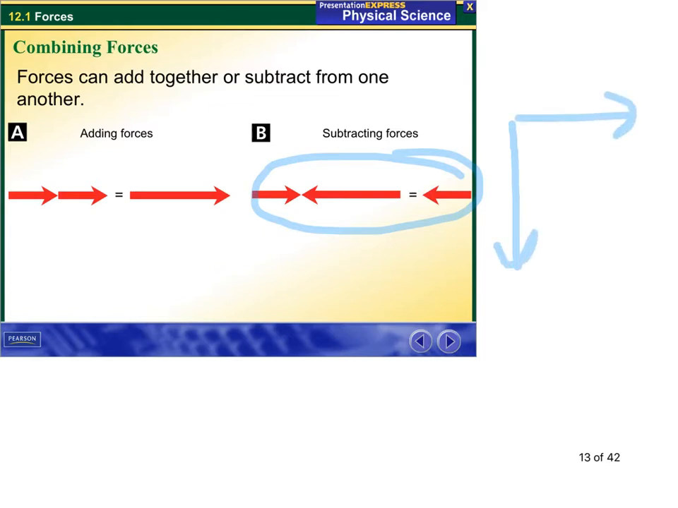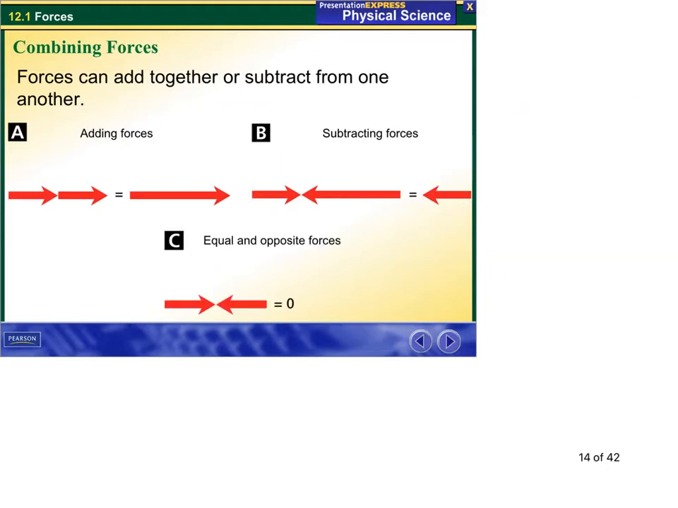So if they're going this way, what we would do is sketch a little rectangle, and the net force is the diagonal of that rectangle. If they're equal and opposite, the net force is 0, balanced forces.